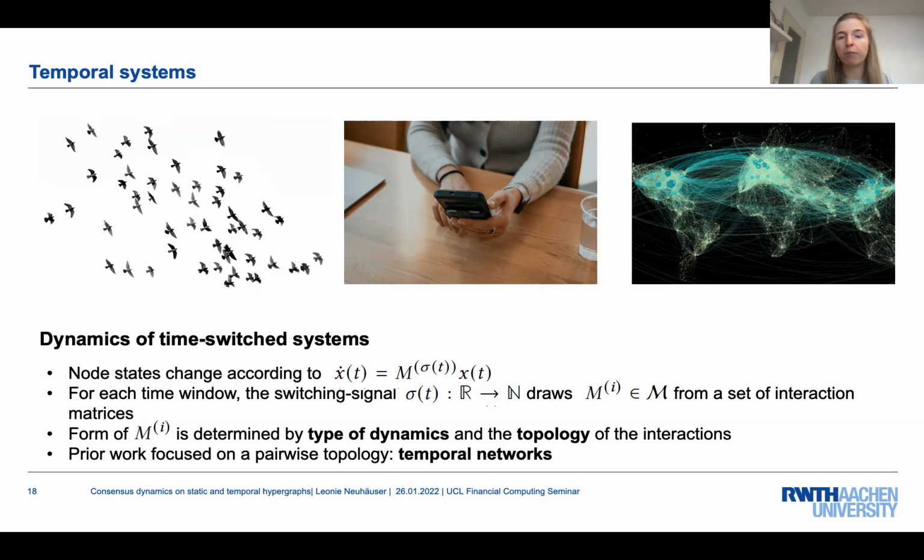And in the case of pairwise topologies, this would be a temporal network, but we have seen in the part before that multi-body topologies can heavily influence the dynamics on the network already. So the question is now, how does that interact with the temporal ordering?